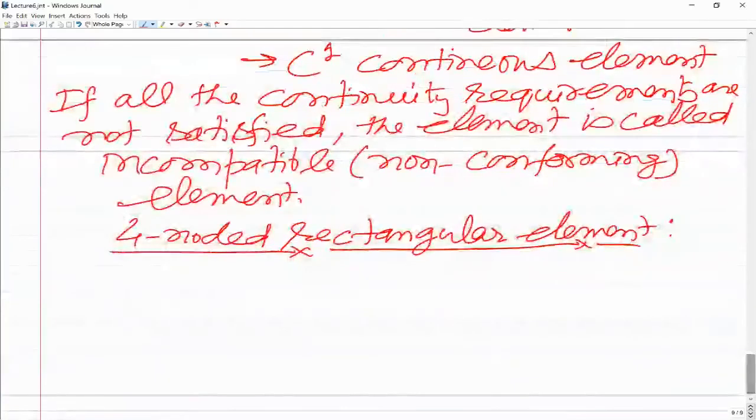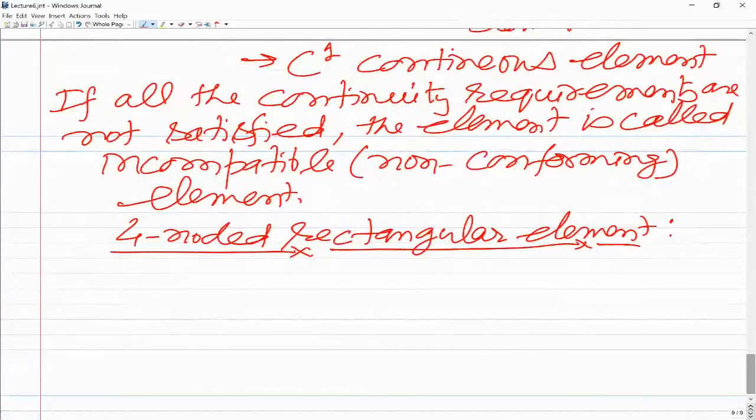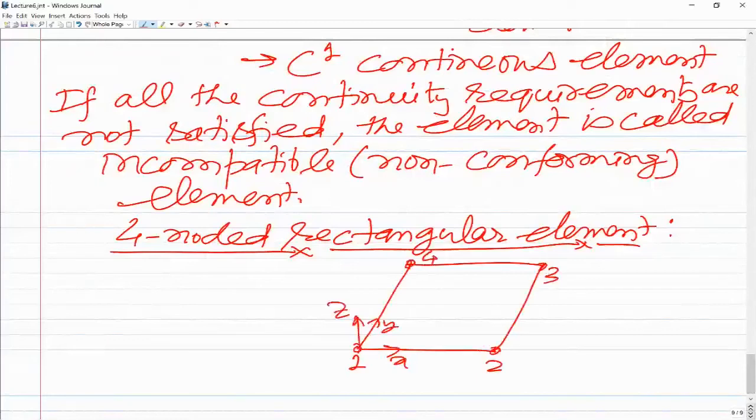So now if we talk of a 4-noded rectangular element in the physical coordinate space, let us say I just sketch the middle surface of the element. So this is the element, this is the middle surface. This is say XY and these are the nodes. This is local node number 1, 2, 3 and 4. And this is of course your Z axis.